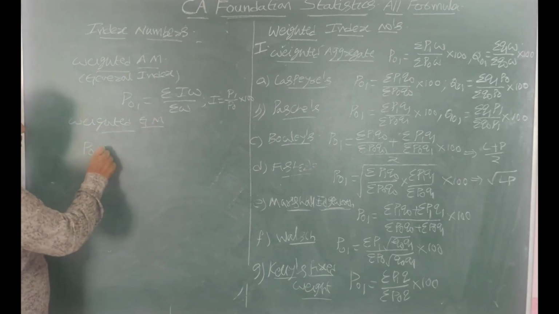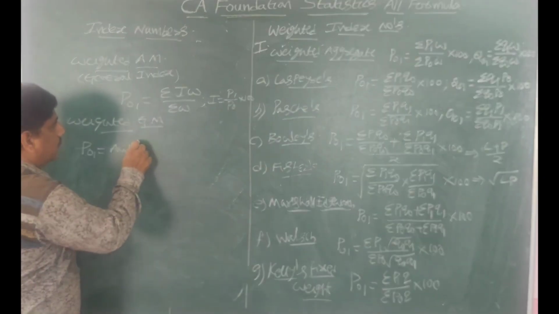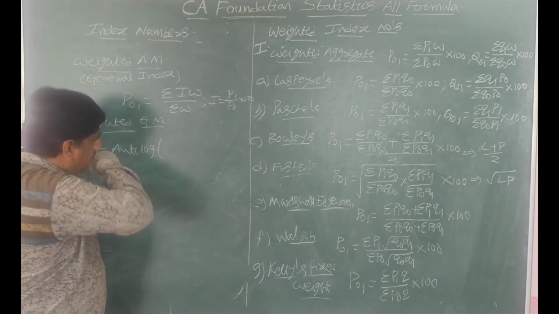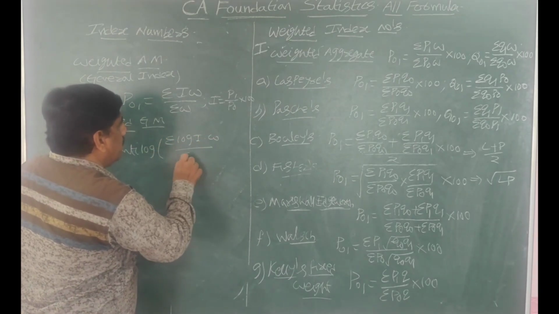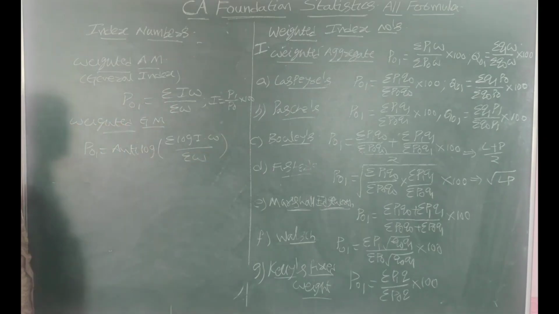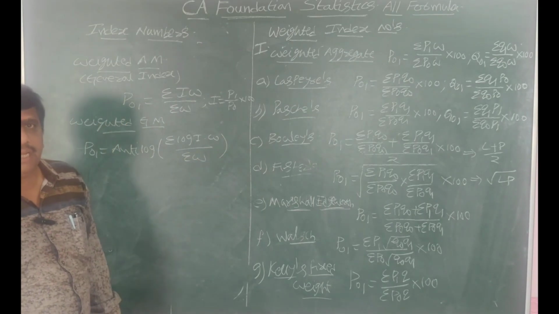Similarly, we have weighted GM also, where anti-logarithms and logarithms will come. So P01 formula is anti-log of summation log I into W by summation W. This is weighted GM formula. So these are different formulas for computing index numbers.